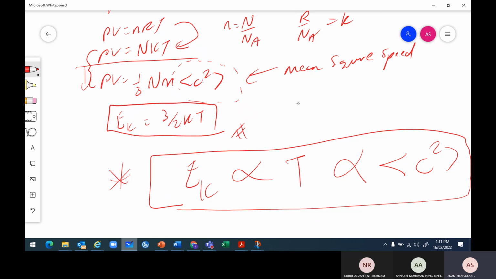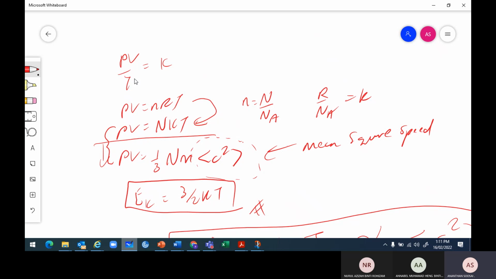Of course, the temperature has to be in Kelvin for all the formulas. The k is a constant, and you have to use SI units for all the equations except P1 V1 over T1 equals P2 V2 over T2. For pressure and volume you can use any unit you like, but temperature has to be in Kelvin.